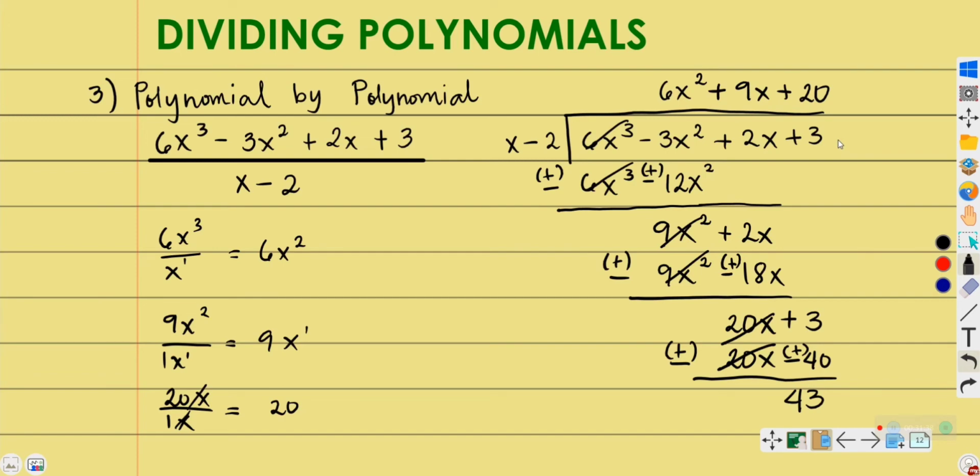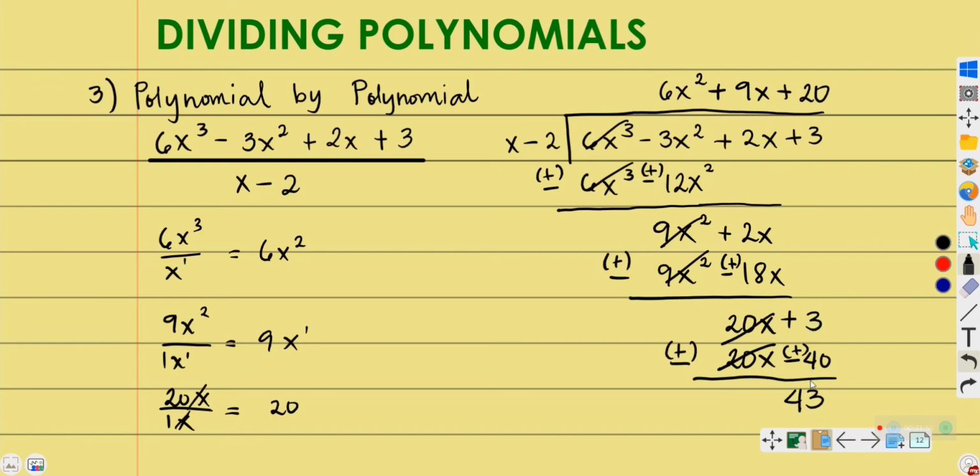Wala na tayong i-bring down. Ano? At kung mapapansin nyo, constant na lang siya. Wala na siyang variable. Okay? So, constant term na lang to. Ito ay linear term kasi meron pa tayong variable. Titigil na tayo. Ano po? So, may remainder yung ating sagot.